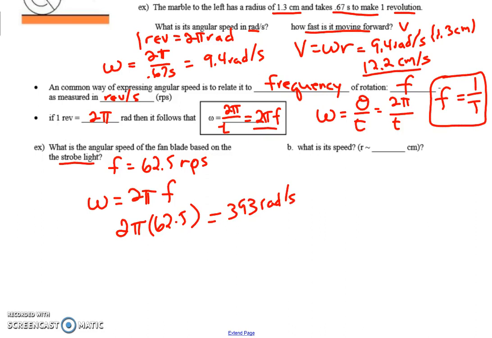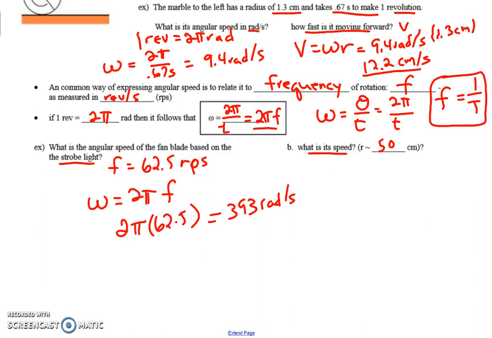I suggest that you do this the long way, converting 62.5 revolutions per second to radians and then doing what I just did there, to convince yourself that this turns out the same way. The 2 pi f is a shortcut way of doing it. And then we can ask, how fast is any point on the outer edge of the blade moving if r is roughly 50 centimeters? Now, I'm not exactly sure what the radius of the fan blade is, but we can look at that more tomorrow.